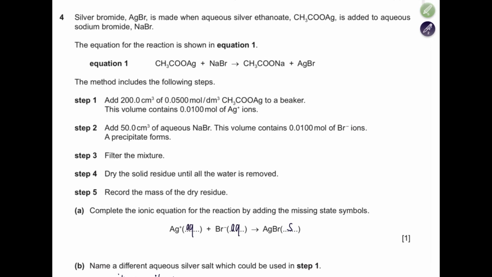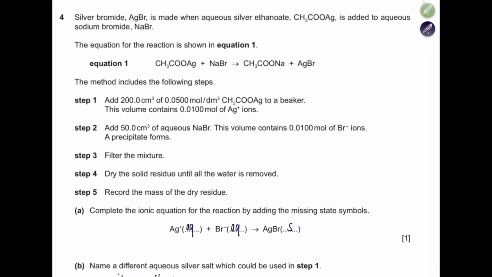Next question. Silver bromide AgBr is made when aqueous silver ethanoate is added to aqueous sodium bromide. The equation is shown and we get these products. The method includes the following steps. First, add 200 centimeter cube of 0.05 silver ethanoate to a beaker. The volume contains 0.01 mole of Ag plus ions. Add 50 centimeter cube of aqueous NaBr. This volume contains 0.01 moles of Br minus ion, a precipitate forms.